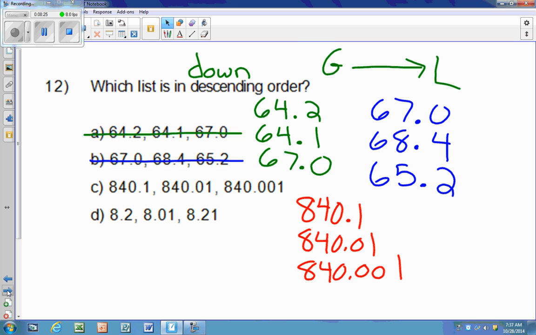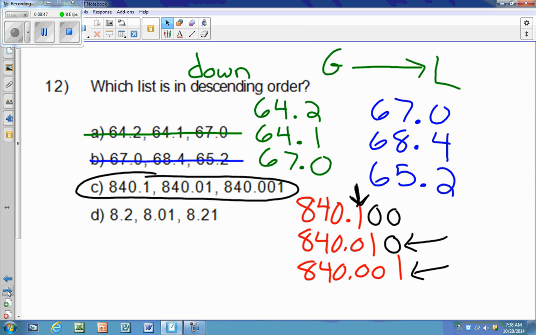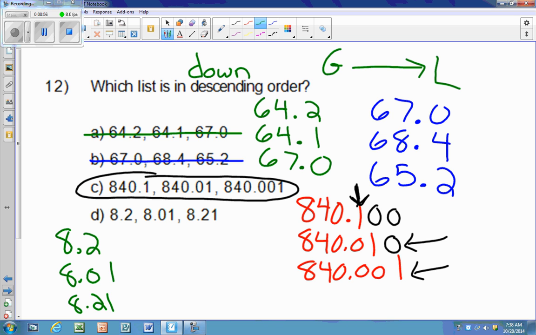I'm going to fill in my zeros to help me here. So they're all 840. I know that this has a 1, so that's the greatest here. This one right here has a 1. And then my next largest one would be right here. And then my smallest is here. So right now that is in descending order. In case I made a mistake, I always want to go and check my last choice. I make sure I always check all my choices. And my last choice is not in descending order when I look at it. So that is incorrect. So my answer is C.